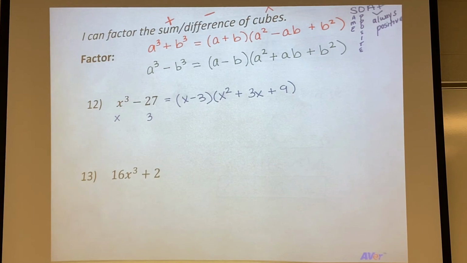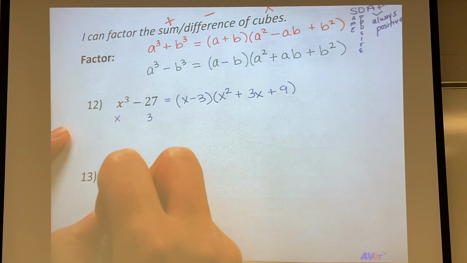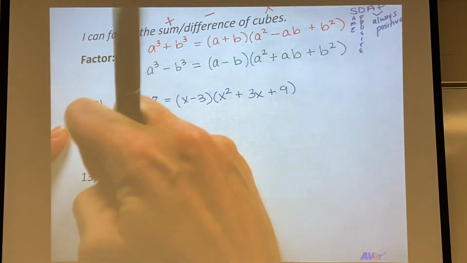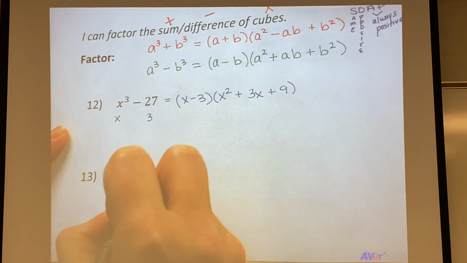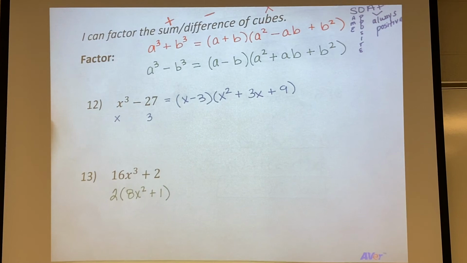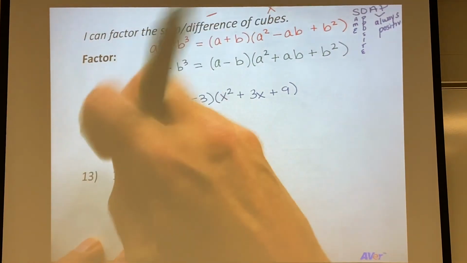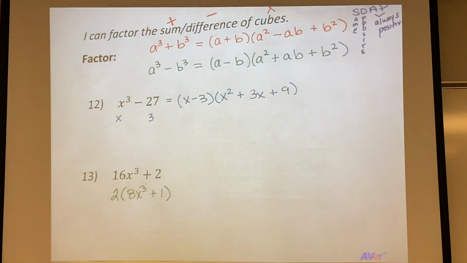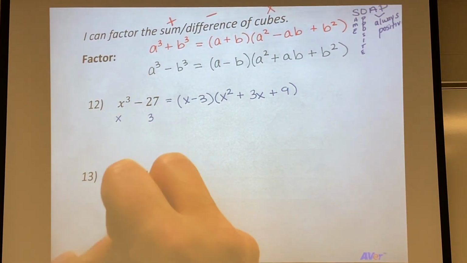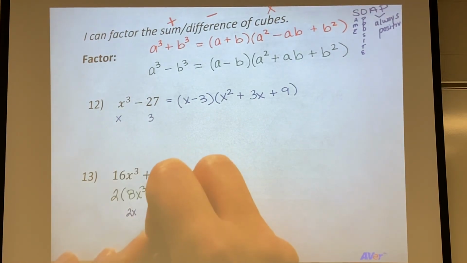All right, so this one does have a GCF. 2 is common between both of them, so we want to take out a 2 before we begin. 16 divided by 2 is 8. And then 2 divided by 2 is 1. So the 2 just kind of stays out to the side for a minute. We're going to take the cube root. Oh, goodness. This should be a cube. Cube root of 8x cubed. So the cube root of 8 is 2. Cube root of x cubed is x. Cube root of 1 is 1.